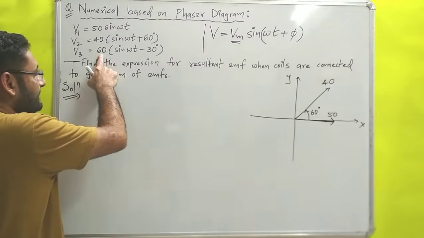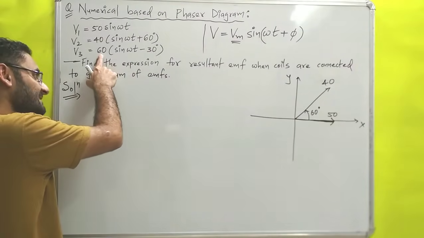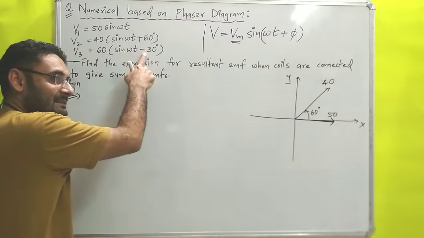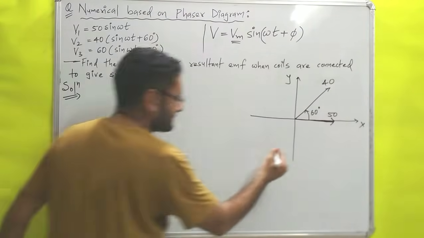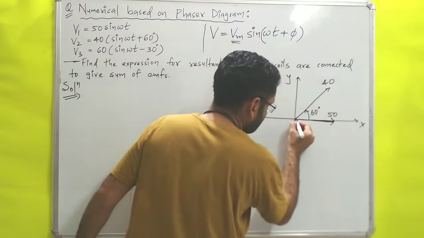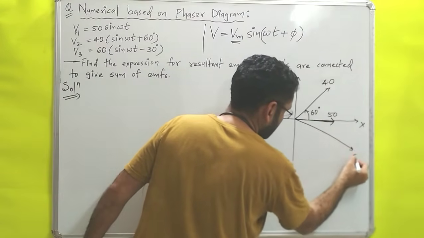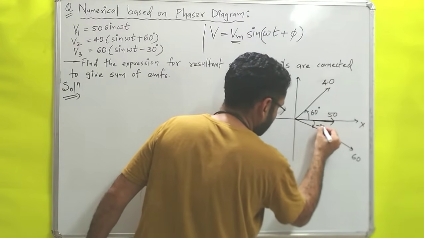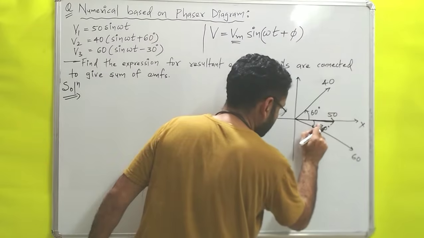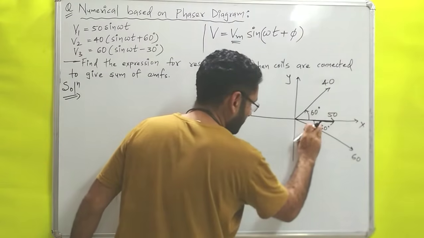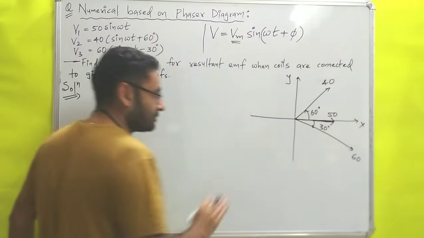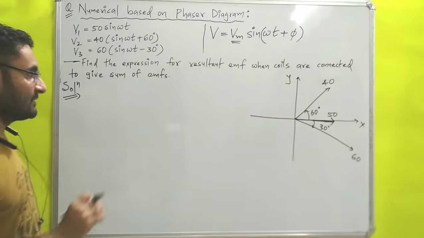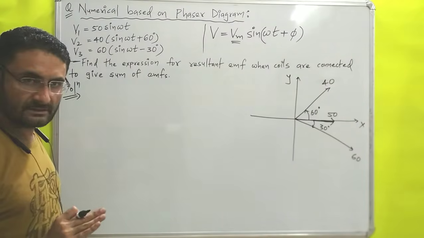Next, Vm is the maximum voltage 60, and the angle is minus 30, which means below the x-axis. So that is your 60, and minus 30 degrees, below the x-axis. There is no need to write minus because we have already shown it below the x-axis. Okay, so that is the phasor diagram for this.